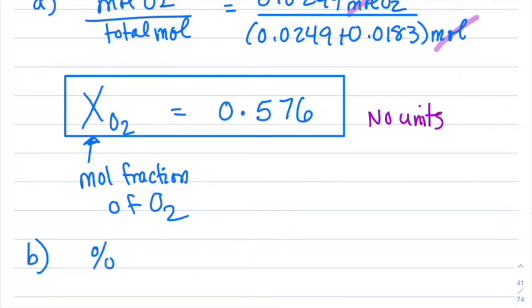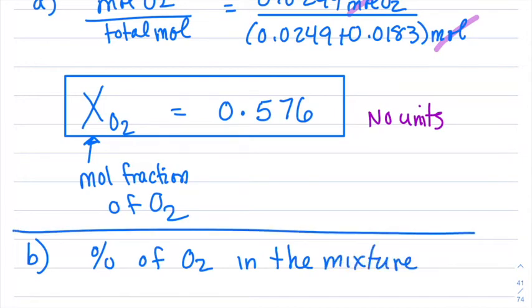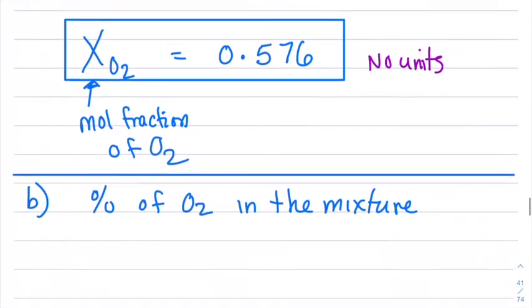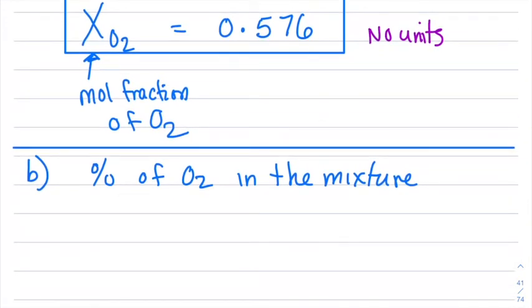So the percent of O2, the way we're going to get this is we're just going to take our mole fraction of O2 and we're going to multiply it by 100%.